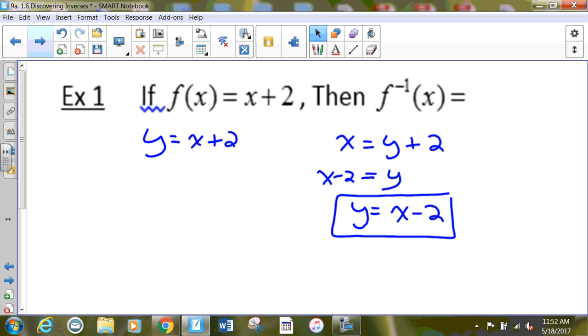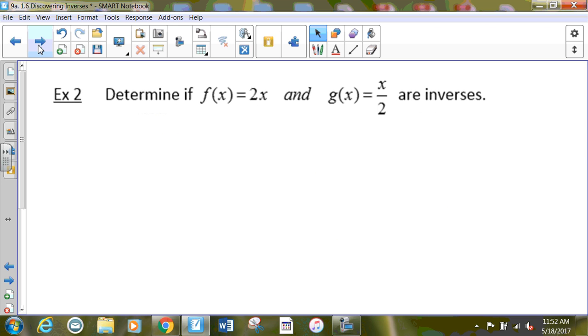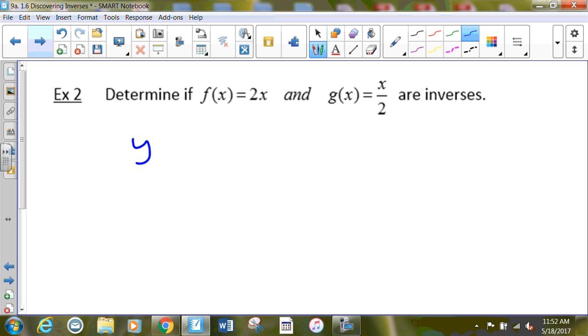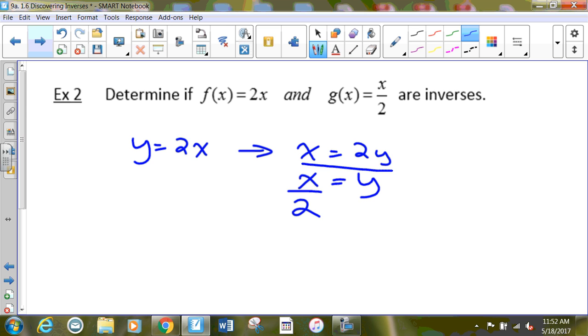Okay, easy enough. Determine if the function 2x and the function x over 2 are inverses. So what we can do is just start with the function that they gave me and find the inverse, right? We can switch the x and y values and then solve for y. And yep, that looks like that's the same as that. So yes, they are inverses.